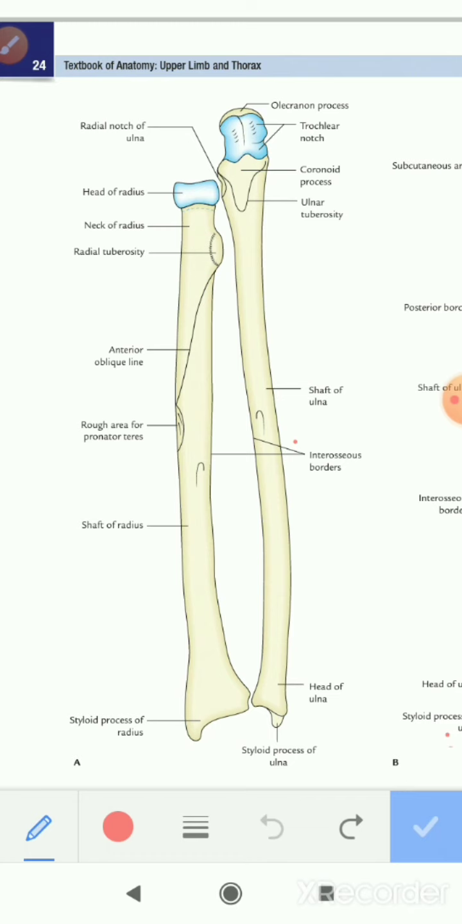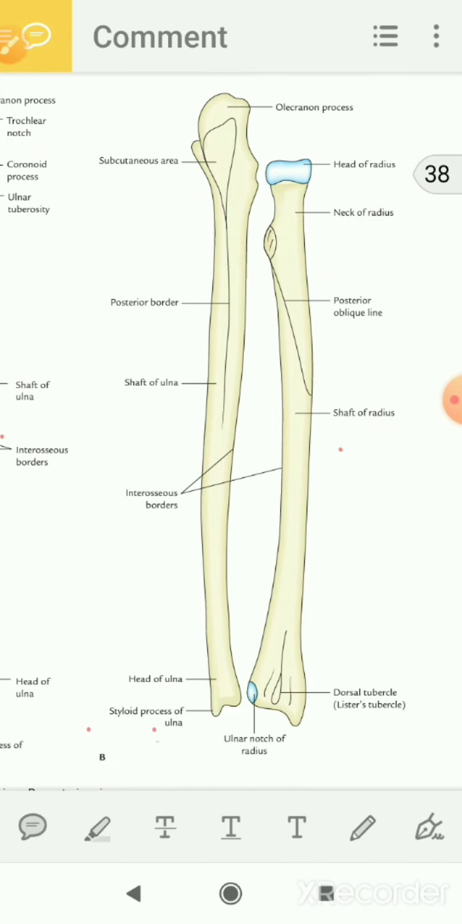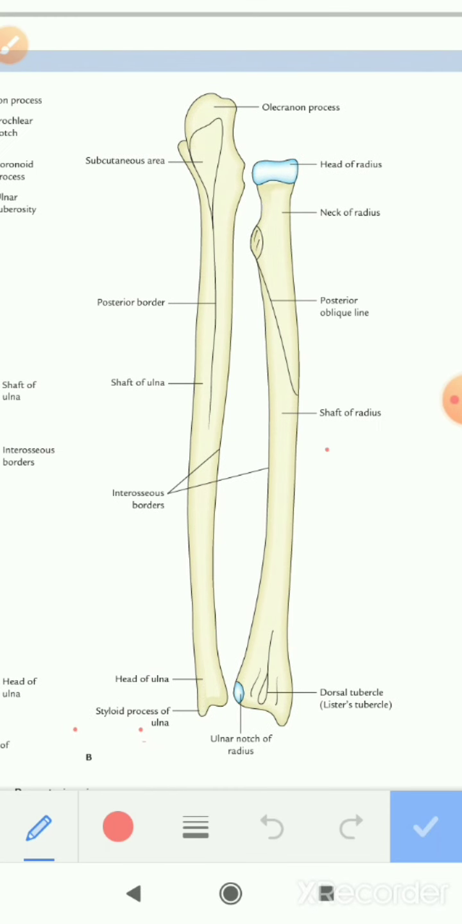Now come to the posterior border. This is the posterior view of the radius. The posterior border is not well defined. In the middle third it is sharp and well defined, and above it a line runs upward and medially to the radial tuberosity. This is called the posterior oblique line.